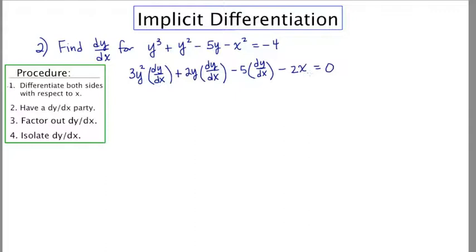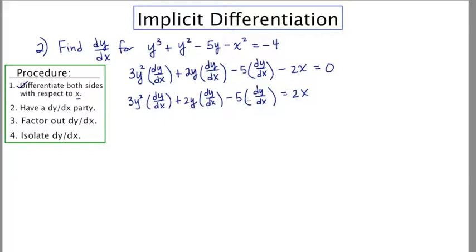So step 1 has been completed. We've differentiated both sides with respect to x. The next thing we're going to do is have this dy/dx party. 3y squared dy/dx plus 2y dy/dx minus 5 dy/dx equals 2x. So I move this term to the other side because it does not have a dy/dx.